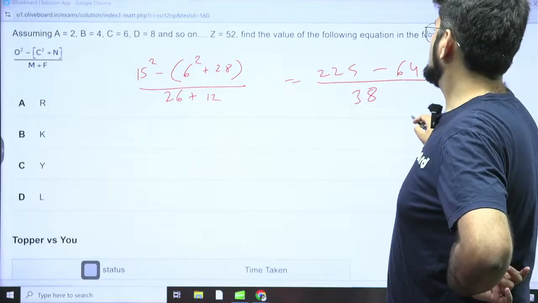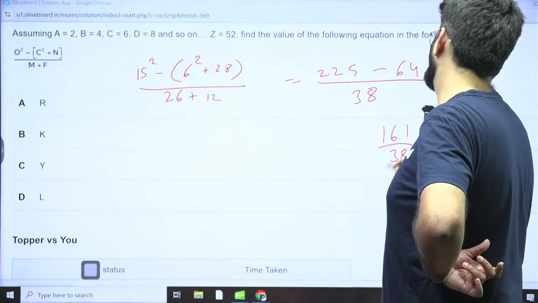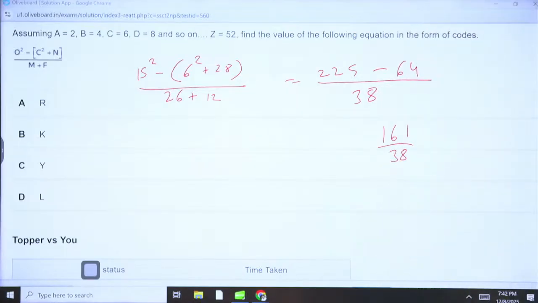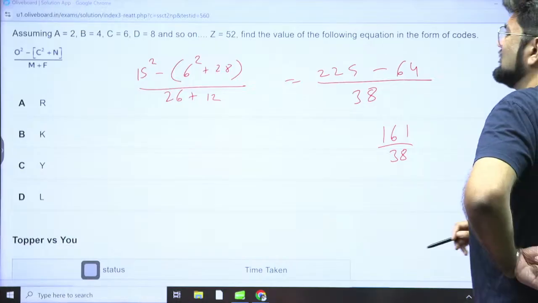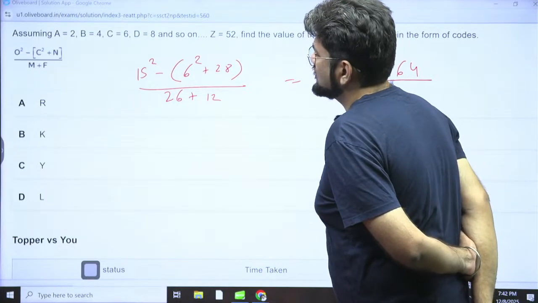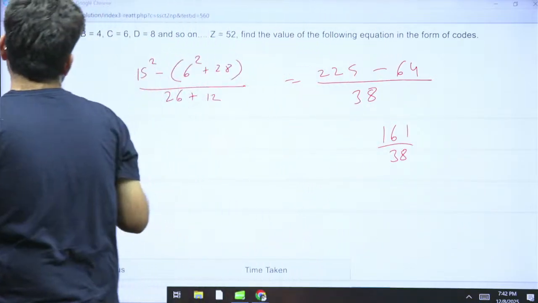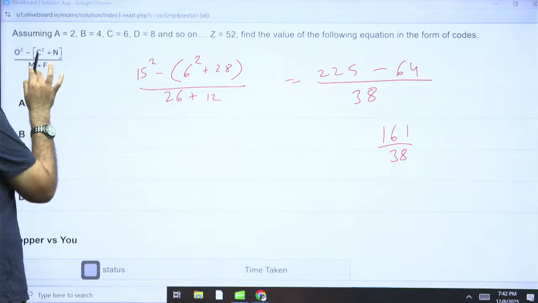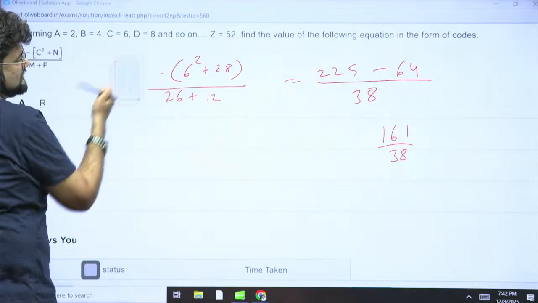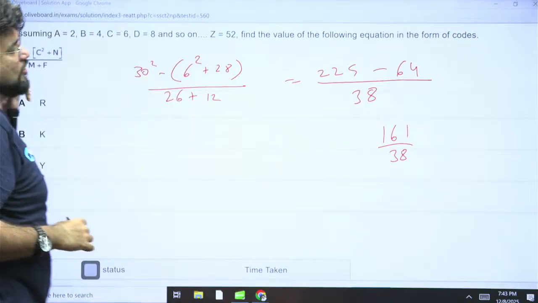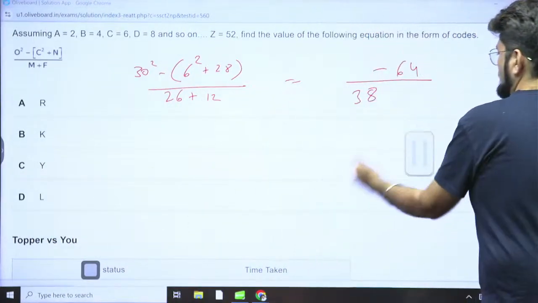And this is 161 upon 38, correct? Yeah, 161 by 38. Is it divisible? No, something is wrong. 6, 28, 14 into 2 is 28. Yeah, this is c square, c 6 square is 36. Oh God. Blunders I'm doing now sometimes. See, common errors which we all end up making and wasting our time.